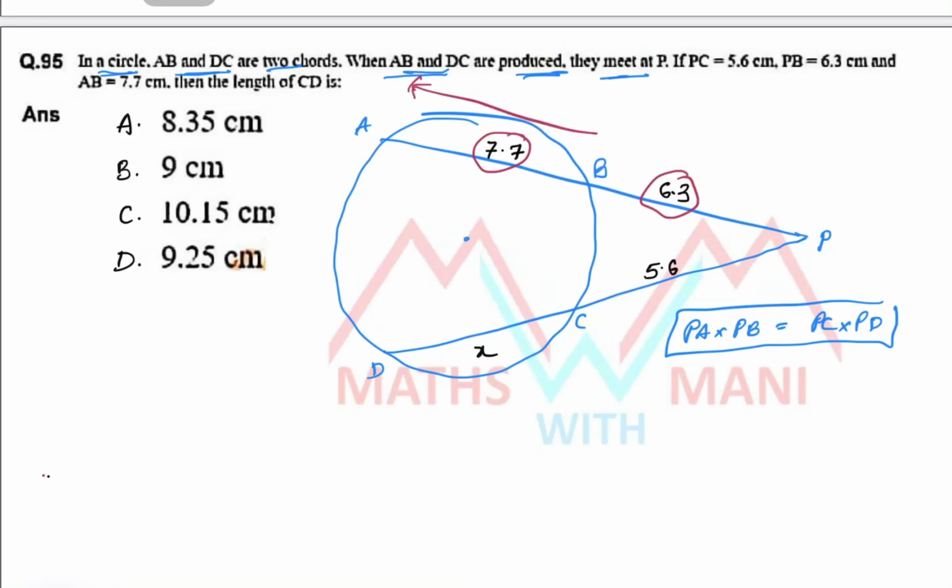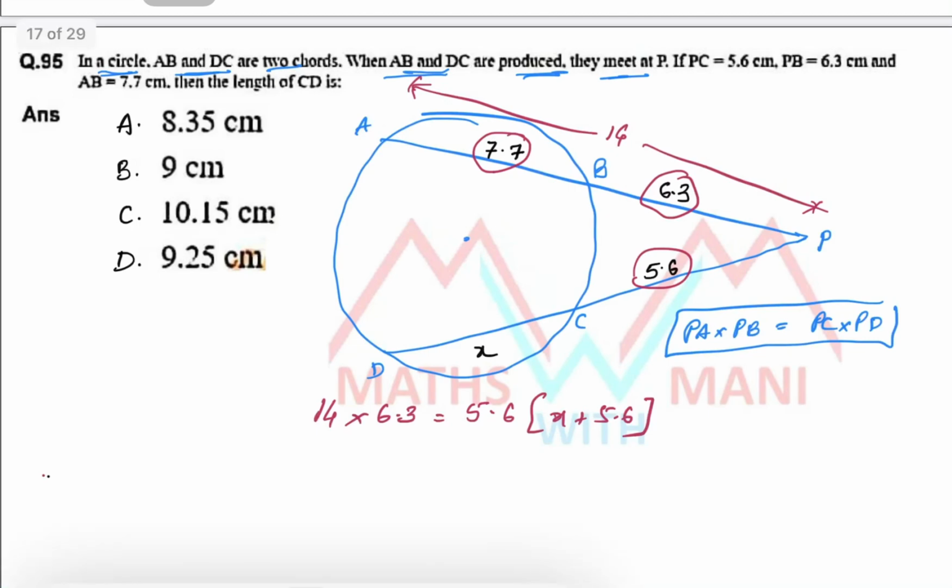What about total PA? 7 plus 6, 13 plus 0.7, that is 1. So total 14. So 14 into PB is 6.3. PC is 5.6 into PD equal to X plus 5.6. That's it. So simple calculation. 7 9s, 7 8s. Yes or no? 7 9s, 7 8s.